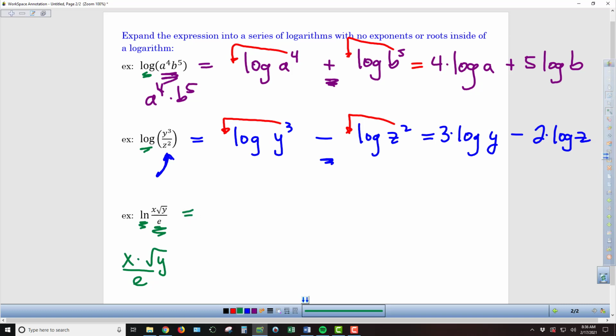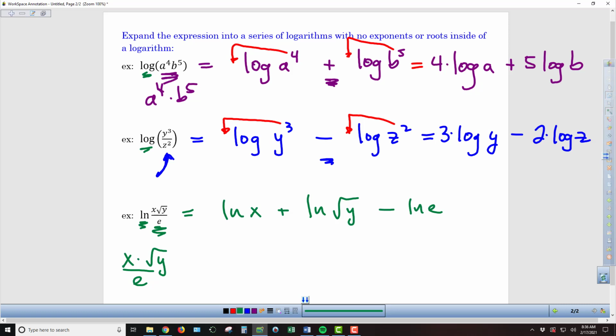But that doesn't change anything, it just means we're going to use natural logs throughout instead of that base 10 log, that common log. So we're going to have natural log of x, the first piece that's in the numerator, plus the natural log of the square root of y, the second piece that's in the numerator, and then we're going to subtract the natural log of e that we have in the denominator.